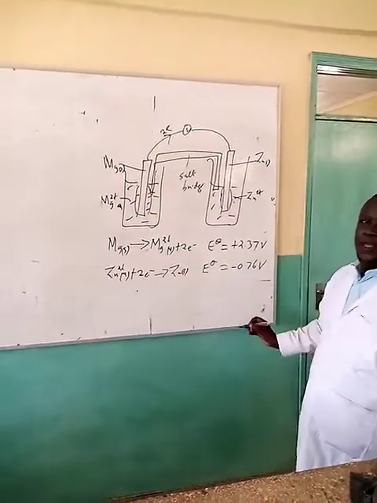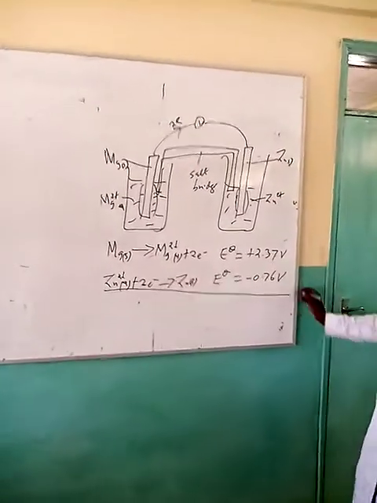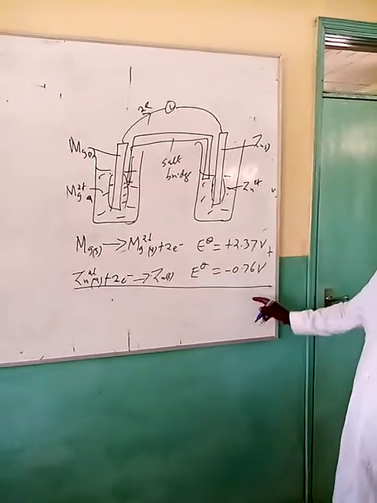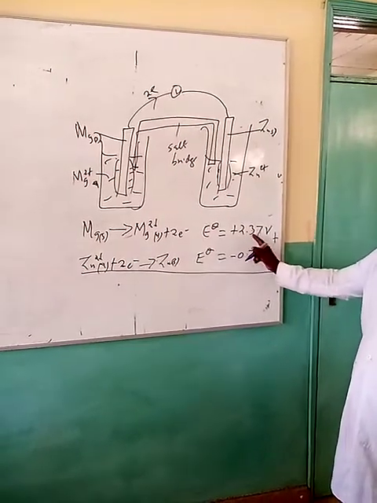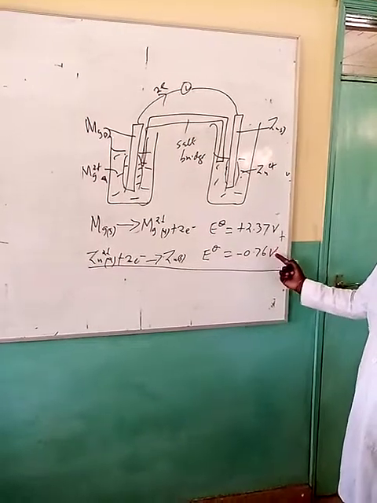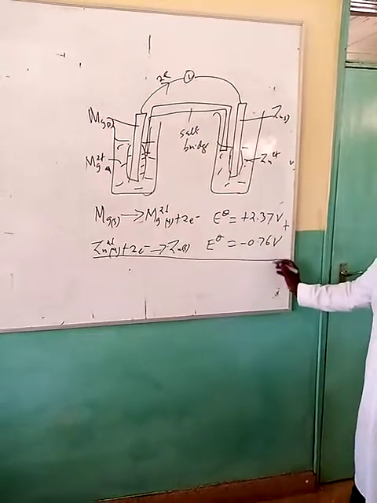Once you place it like this, the last thing we are left to do is to get the summation of the electric potentials. In this case, it is positive 2.37 volts minus this one here, so the overall becomes negative. And then we now subtract. 7 minus 1 minus 6 is 1.